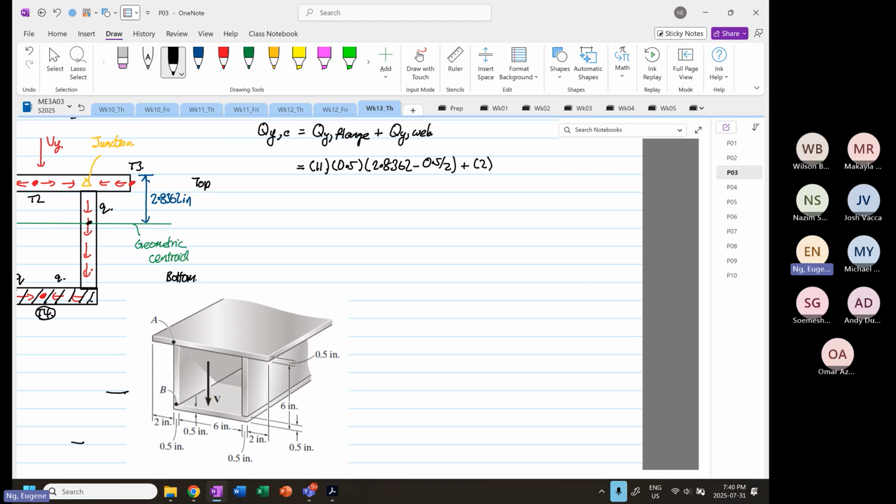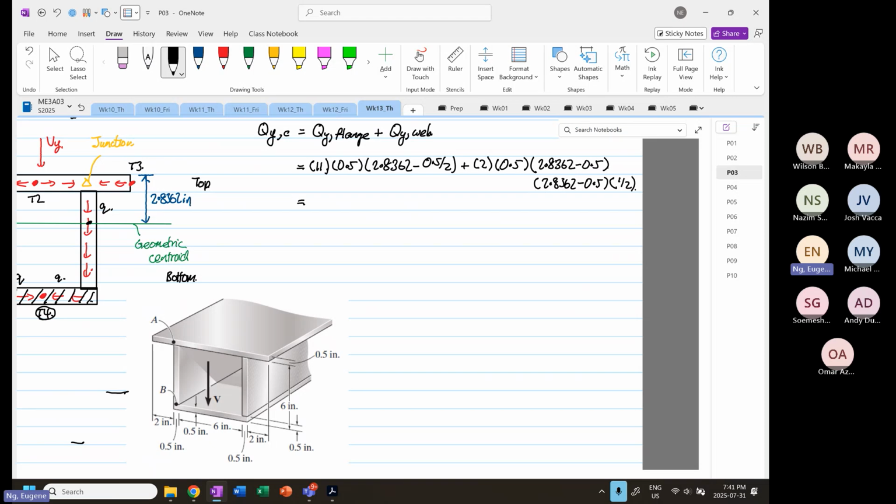Plus the 2 webs. The width is 0.5. The depth is 2.8362. You did 2.8362 minus 0.5. And then the y bar is also equal to 2.8362 minus 0.5, and the whole thing divided by 2, or times half. Right? Right. So that's our y bar.